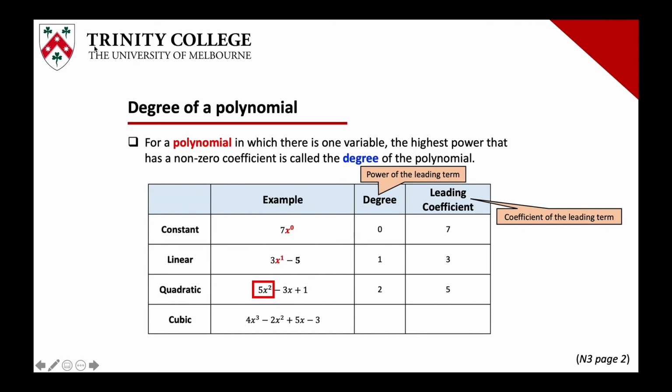And the thing you need to notice here is that when we read x squared, there is actually a d at the end of the word squared, so it's squared. For the cubic expression, now the leading term is 4x cubed, so the degree is 3 and the leading coefficient is 4. Again, something you need to pay attention to is that when we read x cubed, there is a d in the word cubed, so it's cubed.